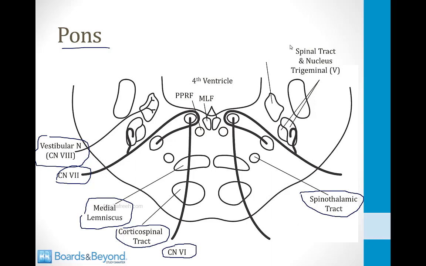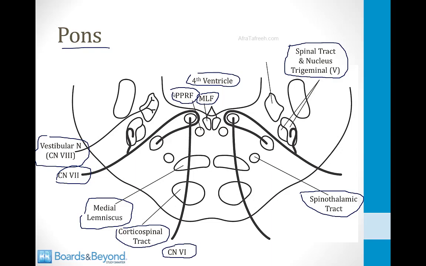And then up here we have an important structure, the spinal tract and nucleus of the trigeminal nerve, cranial nerve 5. So that is what gives you pain and temperature sensation in your face. So damage there gives you facial loss of sensation. Up here at the top is the fourth ventricle, and then two structures I want to point out here are the medial longitudinal fasciculus, which I also pointed out in the midbrain, so problems there give you internuclear ophthalmoplegia. And then also here is the paramedian pontine reticular formation, which is a key structure for lateral gaze.